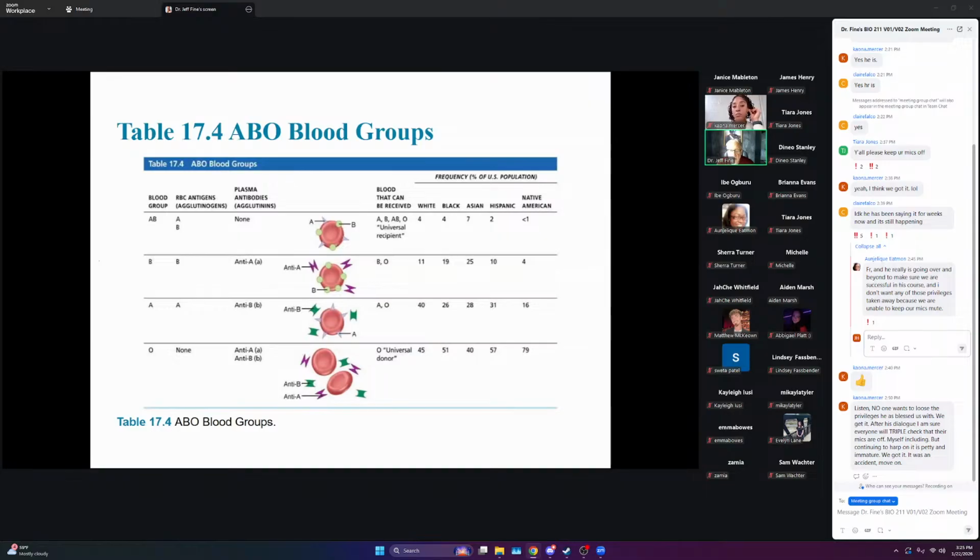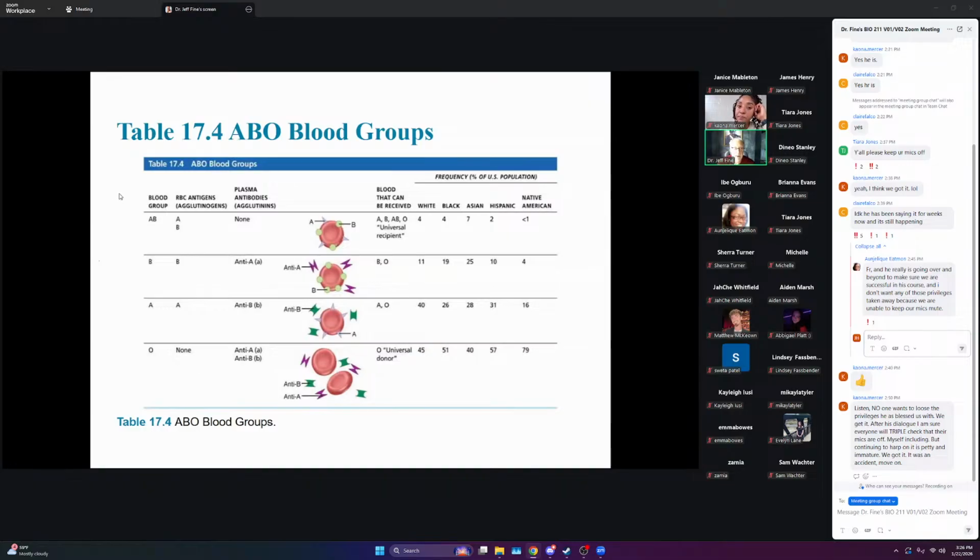So therefore, O can only receive blood type O because if they received A, B, or AB, the anti-A and anti-B antibodies would react. Okay, so the O type are considered a universal donor because they can give to everyone without threat because they have no antigens. They can only receive O.